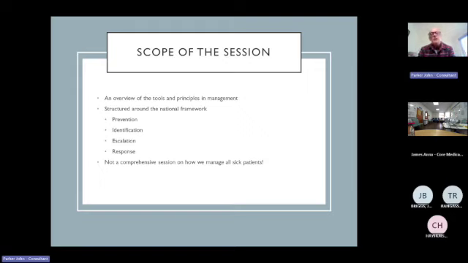There are significant issues around each of those elements that we'll go through, and there are various tools and tricks that we need to look at for those. If you guys were expecting within 45 minutes to know all there is to know about managing the deteriorating patient, I'm sorry, I'm going to let you down on that one, I'm afraid. This is the framework for how things should be viewed.